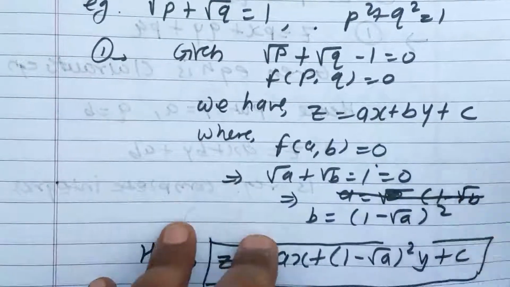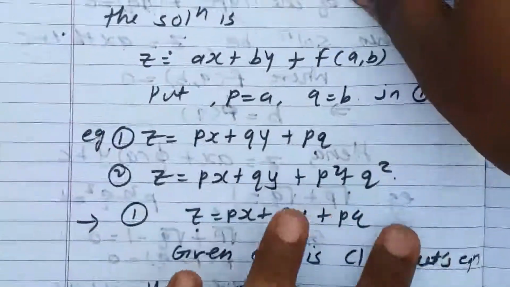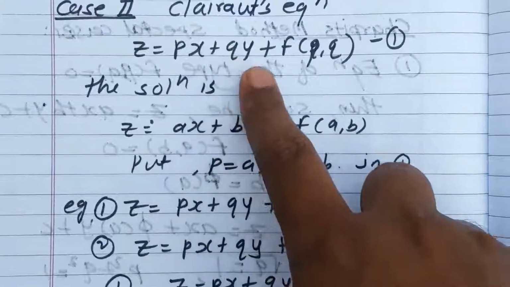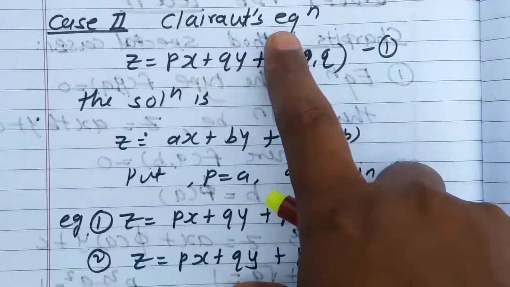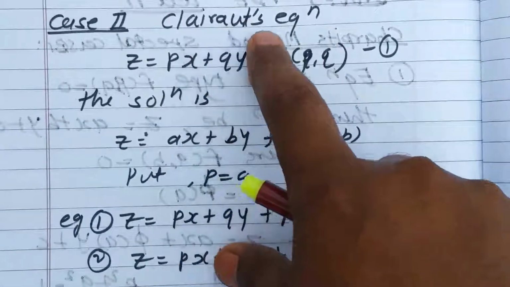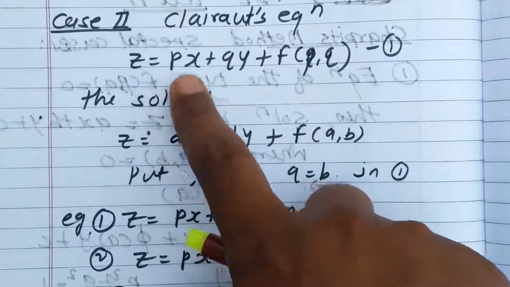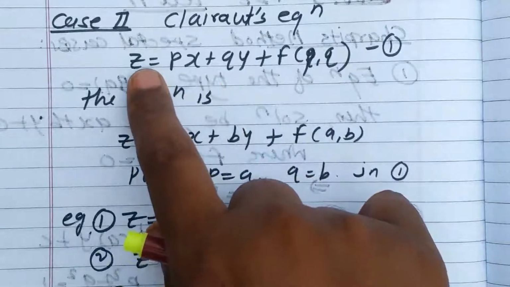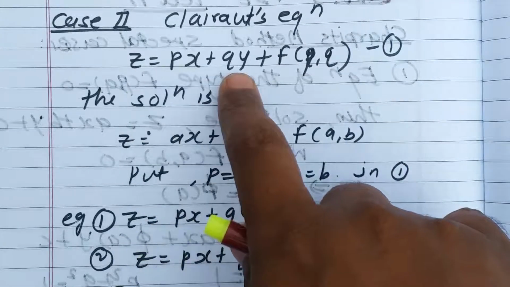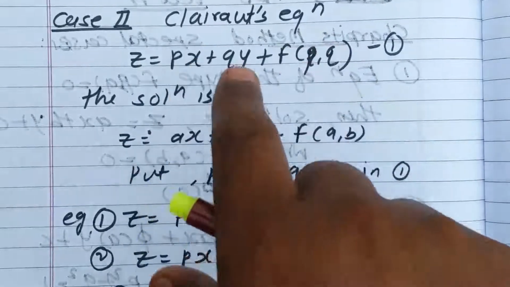Okay. Now we'll discuss case number 2. In case number 2, we are going to consider a differential equation of the type z equal to px plus qy plus f of p comma q. This type of equation is also called Clairaut's equation. Okay, this is the name of a scientist, Clairaut. So Clairaut's equations are of the form z equal to px plus qy plus f of p comma q. On the left you will have z, here px plus qy, and here some function of p and q. Okay.